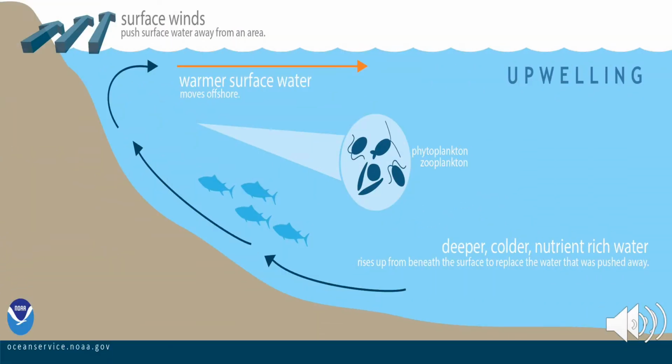Here is a diagram that illustrates the process of upwelling. You can see the surface water being pushed away and the deeper, colder, nutrient-rich water rising from below to replace it.